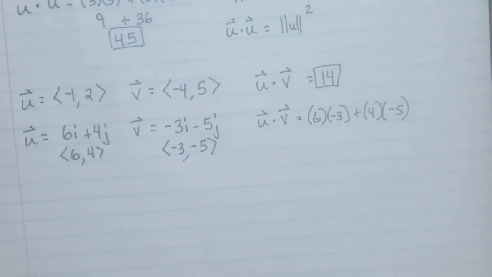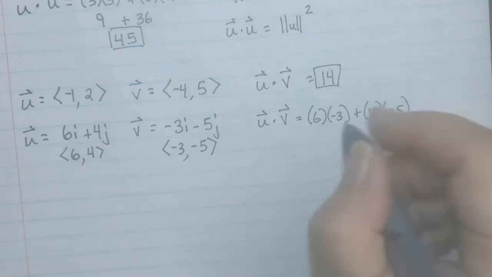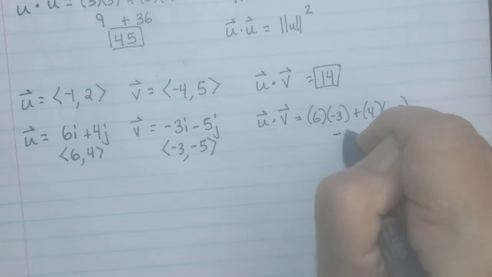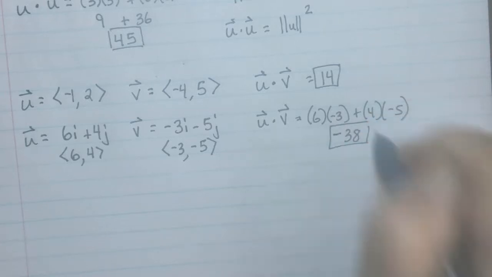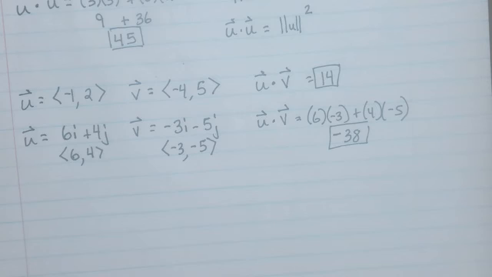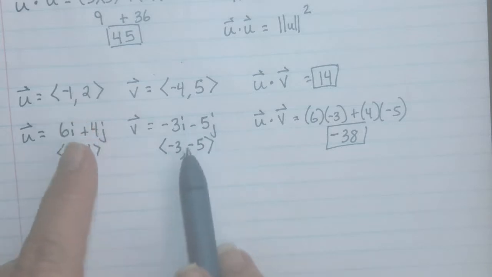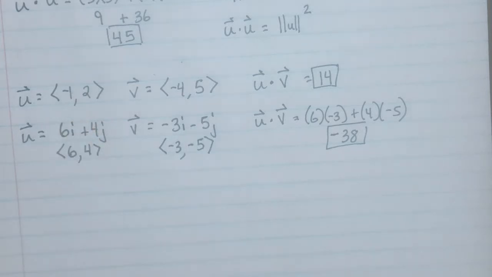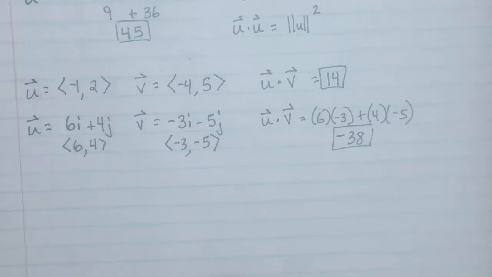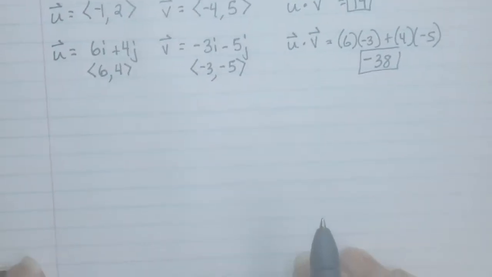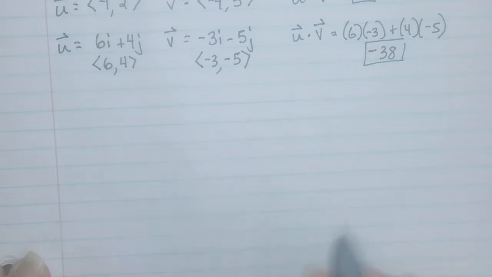So when we do u dot v, we should come out with 6 times negative 3 and 4 times negative 5. And so that's going to come out to be negative 38. Okay? So you need to be able to perform a dot product, whether it's written in linear combination form or component form. Just be used to your different formats. All right. The next thing is, what if we put the dot product together with some of our other operations?